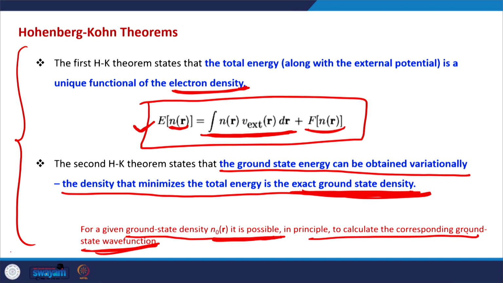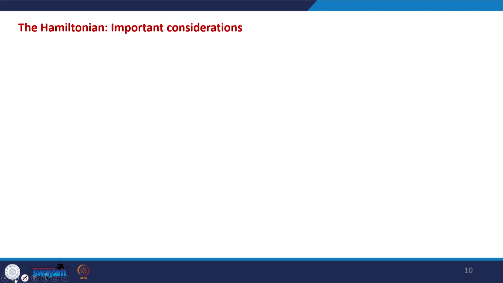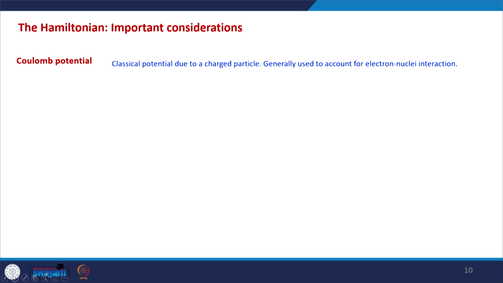Before going into that, there is one question that stands here. How do we calculate the electron density? How do we calculate this n(r) in the first place? Before going into that, let's try to understand this multi-electron Hamiltonian, the important parts of the Hamiltonian. So the first part of the Hamiltonian is the Coulomb potential part, which, everybody knows, is the classical potential due to a charged particle, and it is generally used to account for the electron-nuclei interactions. So it accounts for the interaction of electrons with the atomic cores.